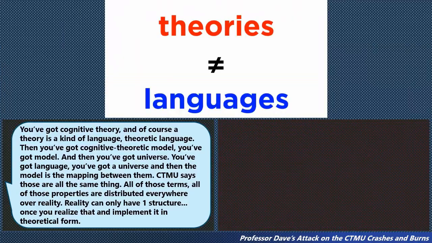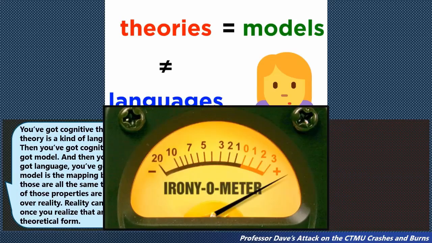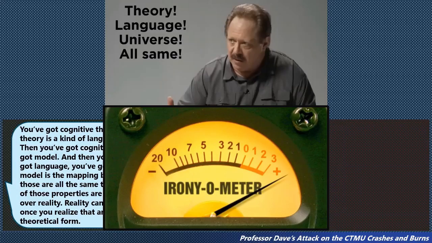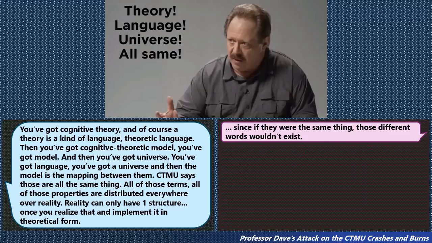No, Chris, theories are not languages, they are models. Saying theories are languages and then listing models separately as though theories aren't models only demonstrates that you don't know what any of those words mean. Then saying that all of those plus the universe are the same thing definitely proves you don't know what those words mean, since if they were the same thing, those different words wouldn't exist.